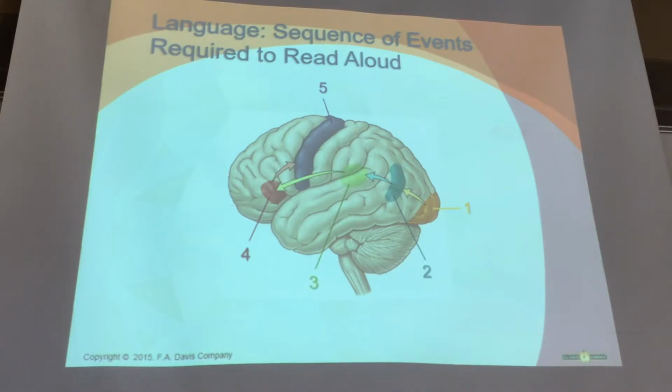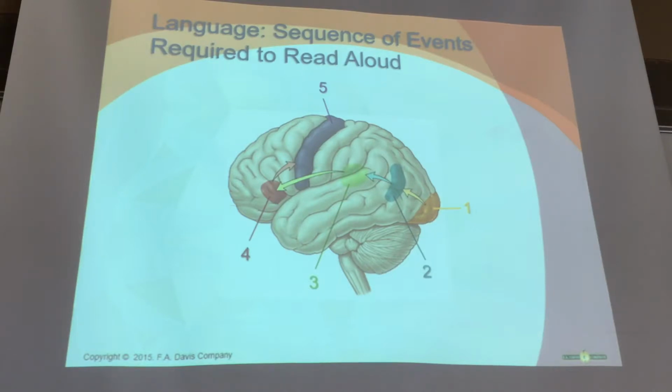Number 1, written words will stimulate the primary visual cortex that's back in the occipital lobe. You see it, right? See the written word. Then there is number 2. There's an angular gyrus that translates this written word into a form that can be spoken. Okay? So it's another interpretation area where it sees it and it's like, I think I know how that would sound.